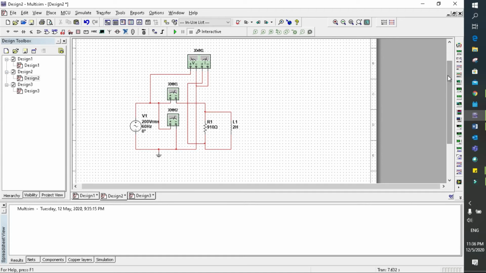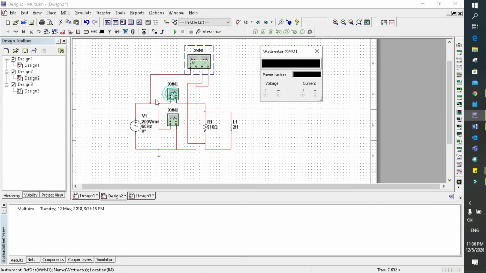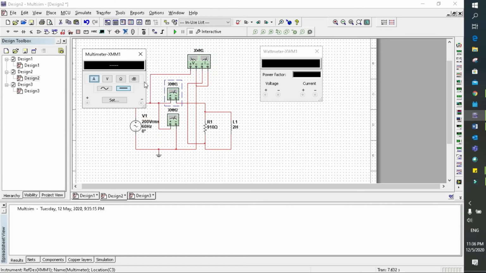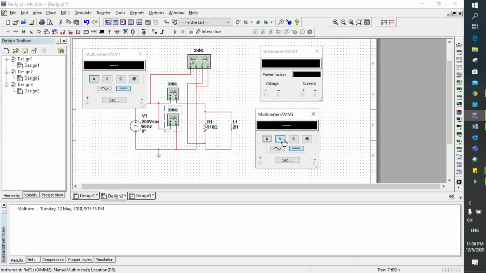The wattmeter and current meter we set to ampere, and here voltage. We just need to run it and wait until the value comes out. Here we go, it already came out and stopped. So this is the measurement value from Multisim, and we need to fill it into Table 1.2, in the measurement place.